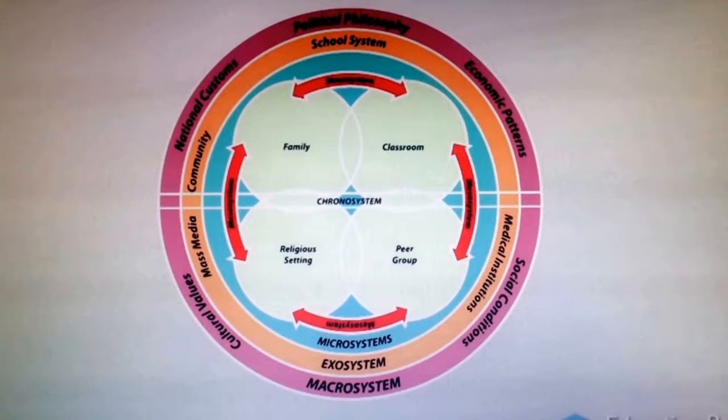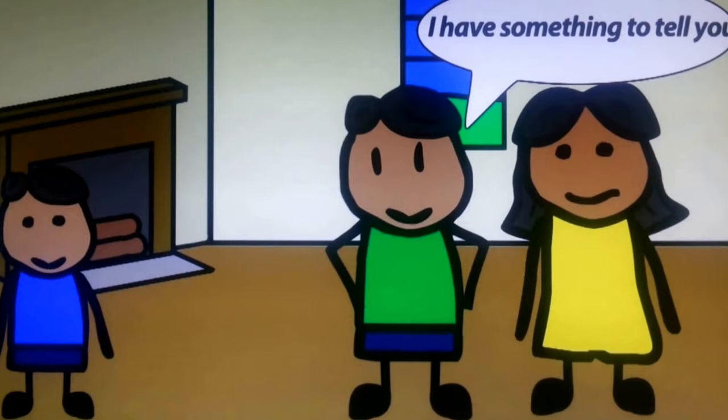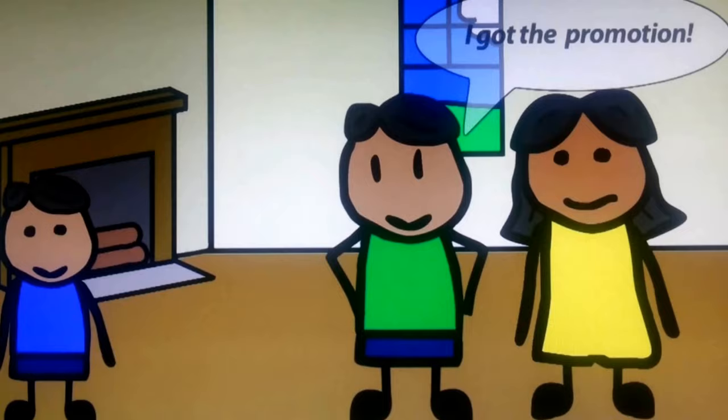The exosystem is the next level we will examine. The exosystem refers to a setting that does not involve the person as an active participant, but still affects them. This includes decisions that have bearing on the person, but in which they have no participation in the decision-making process. An example would be a child being affected by a parent receiving a promotion at work or losing their job.